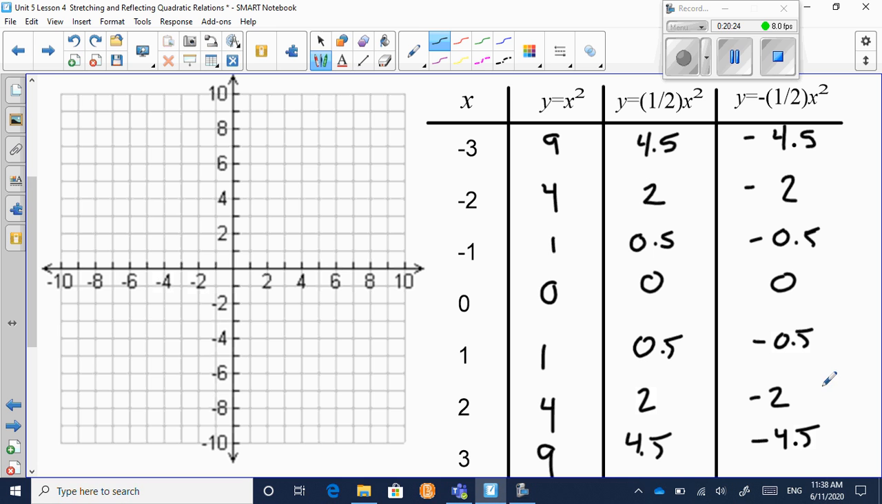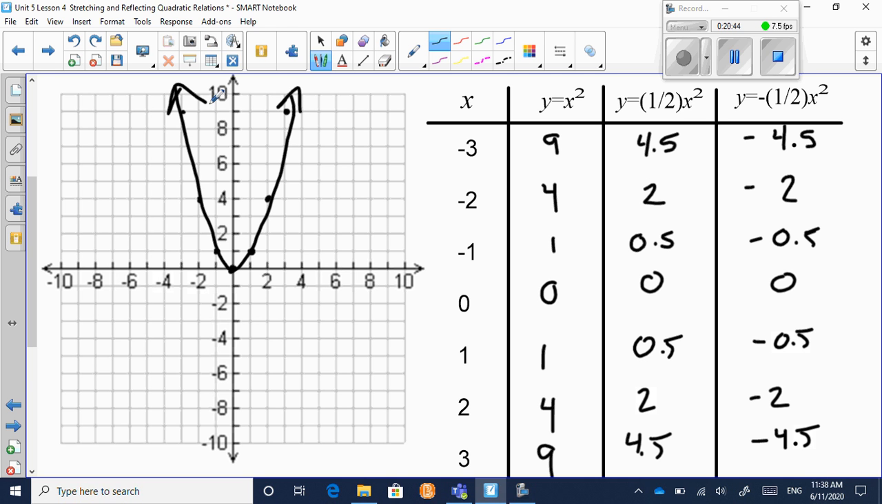Okay, so here we go. Let's do the original bread and butter one. So 1 and negative 1 are at 1, negative 2 and 2 are at 4. 3 is at 9, and negative 3 is at 9. So there we go. So there's the bread and butter.